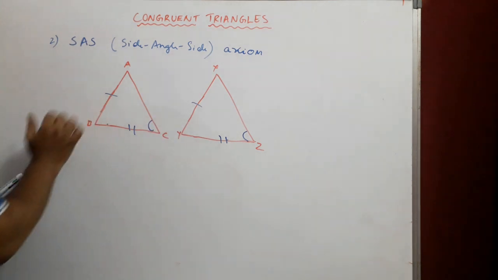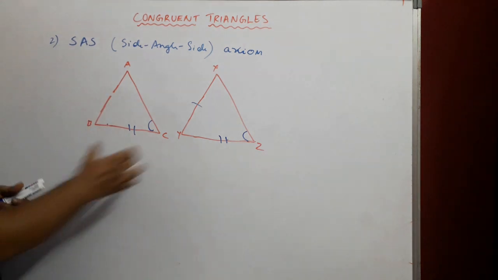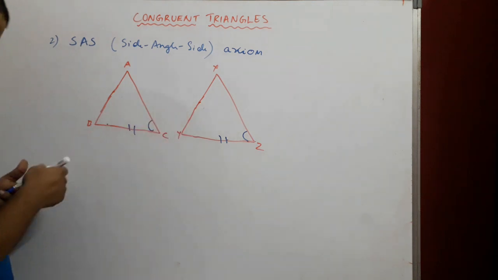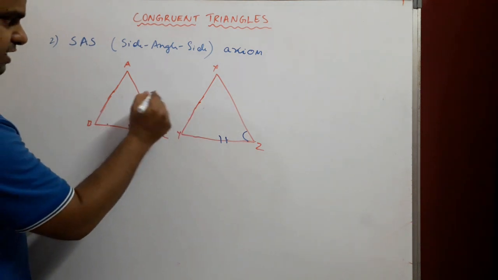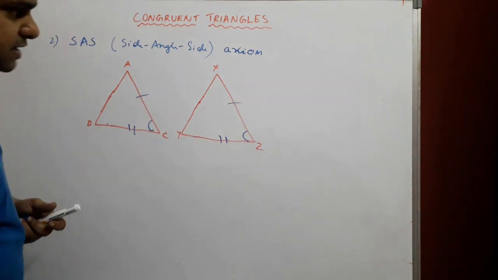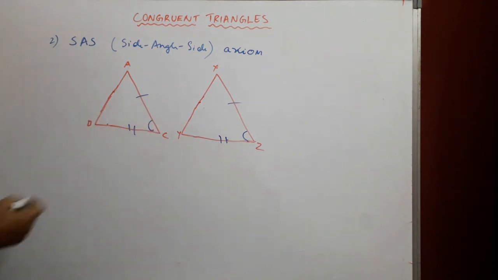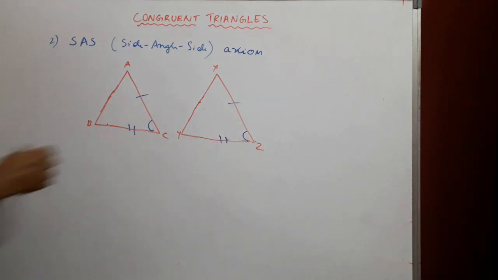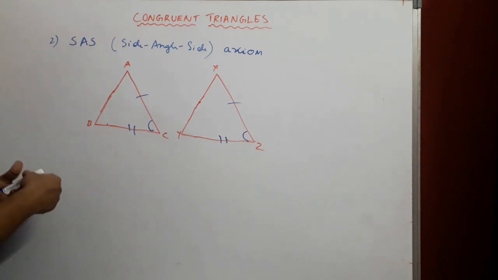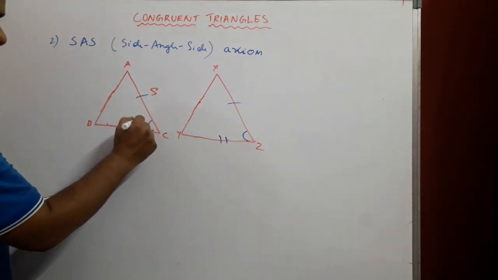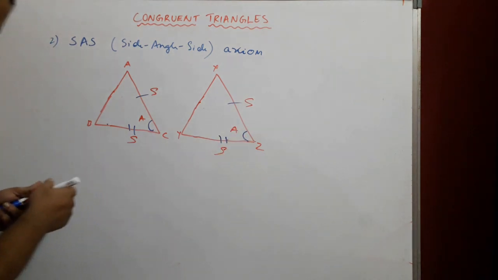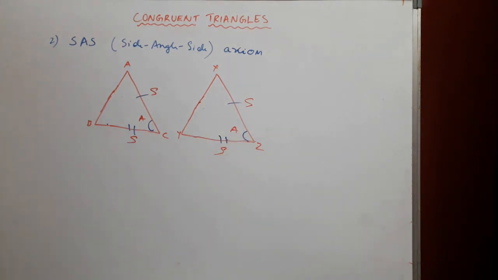But in place of AB and XY, if we had AC equal to XZ with the remaining angles and lengths as equal, then we could have said so, because then it would have become side, angle, side. You got it?